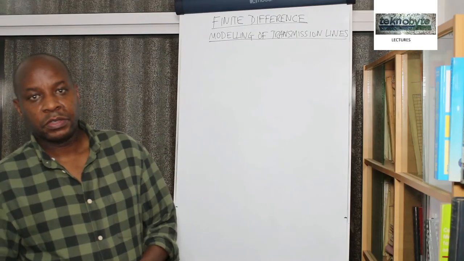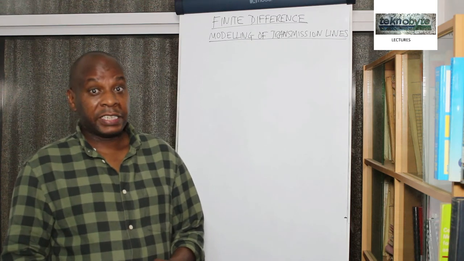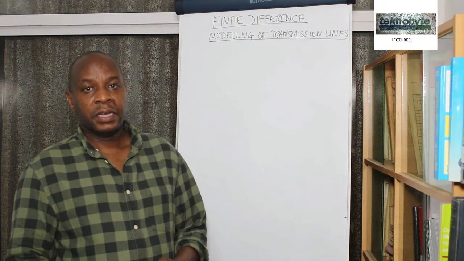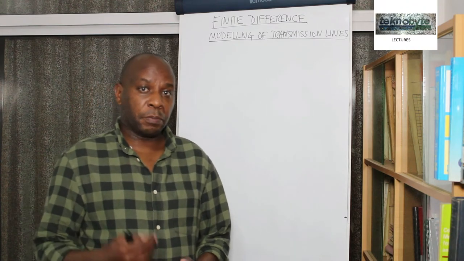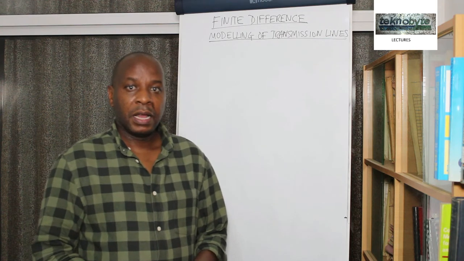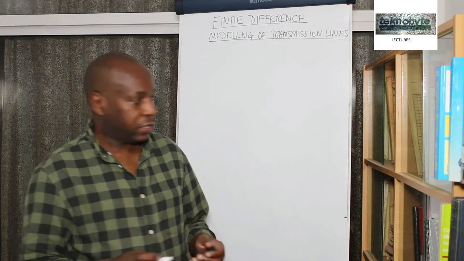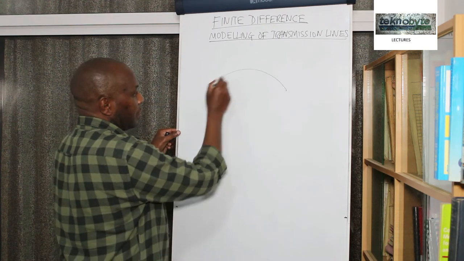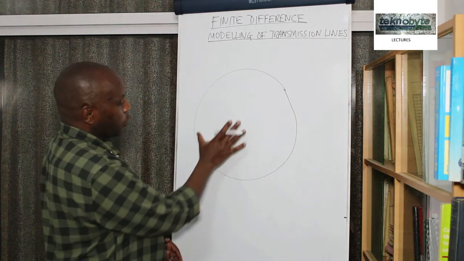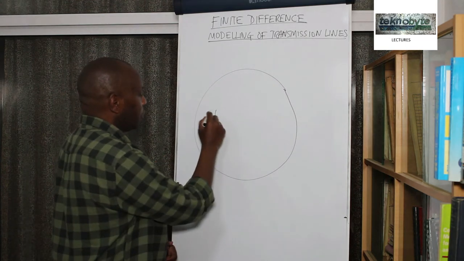I'm going to take you through the finite difference modeling of transmission lines. The finite difference technique is a very well-known technique. It is used for solving what we call boundary value problems. Boundary value problems are problems where a physical quantity within a certain enclosed space, let's say this is the boundary enclosing a certain space, is governed by a set of differential equations.